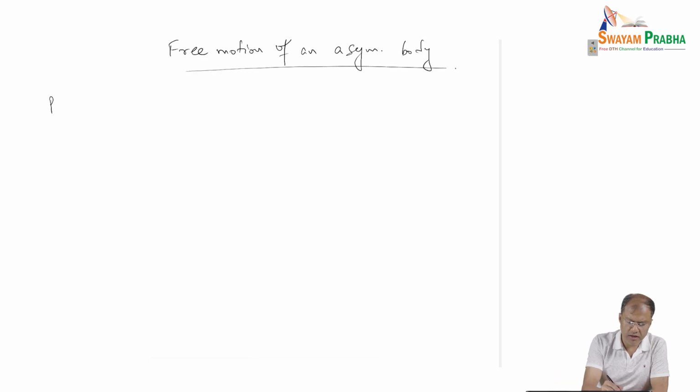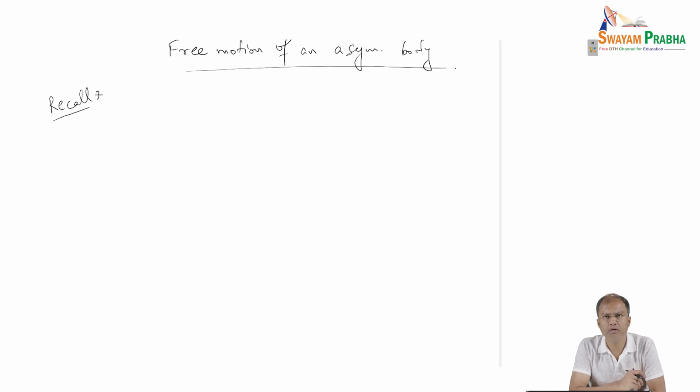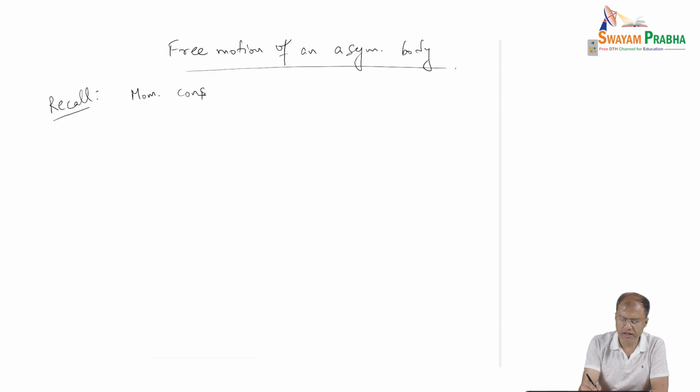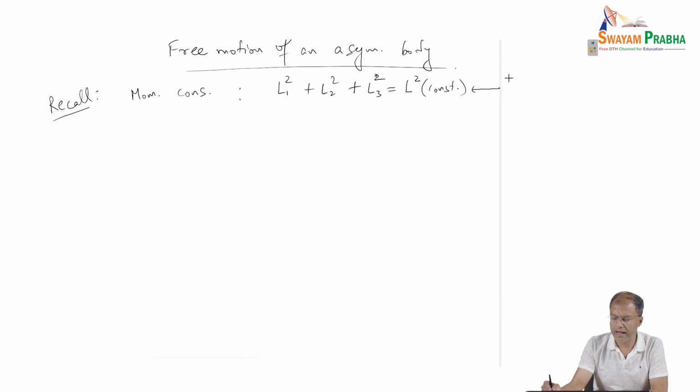Okay, so we recall that we found out that the various conservation laws can be geometrically represented with the so-called spheres and ellipsoids. So we saw that the momentum conservation or the angular momentum conservation could be written in the form of an L sphere as follows, where Li's are the angular momenta about the three principal axes of the object, and this is a constant. L square is a constant. So this we called the L sphere.